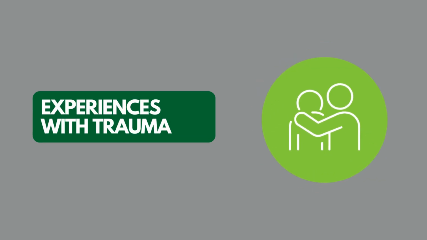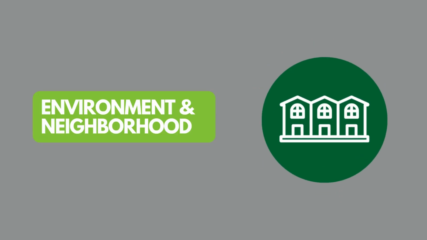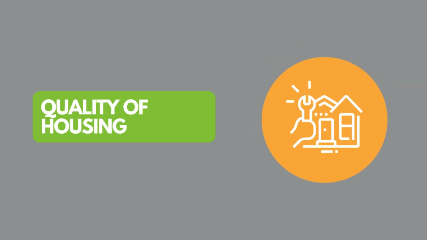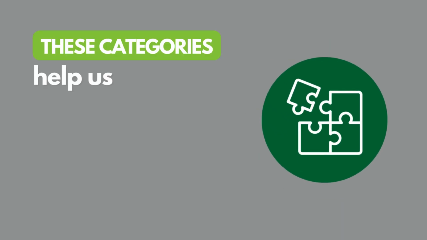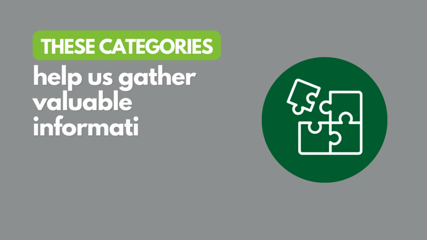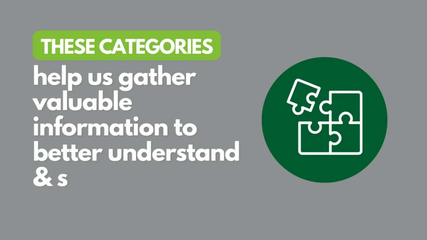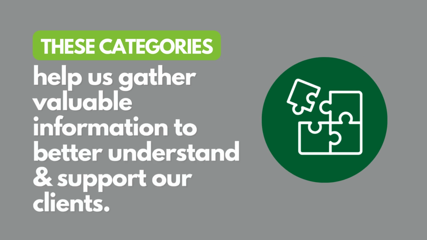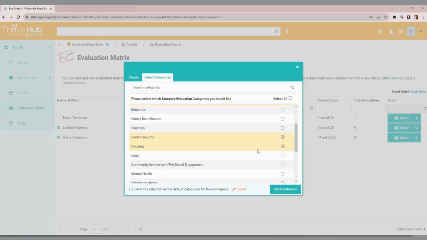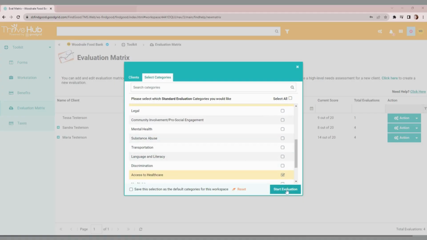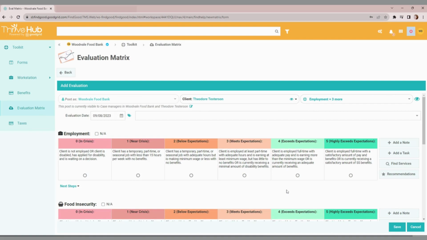Experiences with trauma addresses how past trauma may impact the client. Environment and neighborhood asks about the client's neighborhood. Quality of housing explores the client's living situation and its quality. These categories help us gather valuable information to better understand and support our clients. After you have selected your categories, click Start Evaluation.